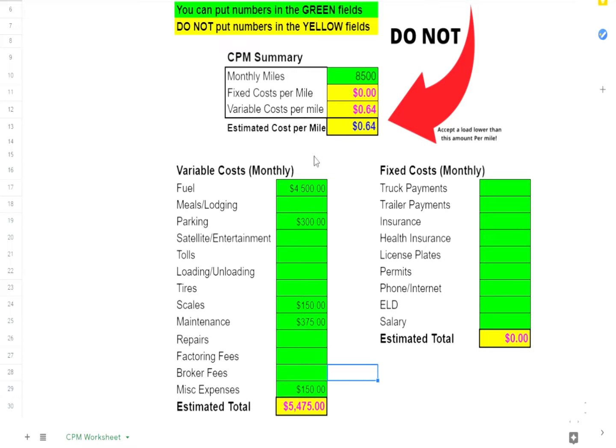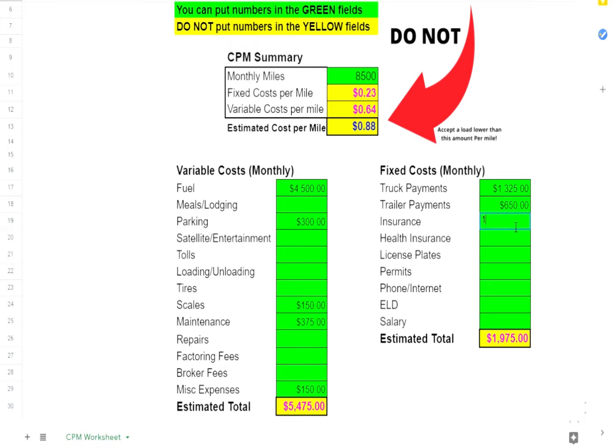Now we've gone through here and we have our total variable costs, okay, and it translates up here to 64 cents a mile. All right. So whenever we run our truck, it's costing us 64 cents a mile in variable costs. So let's go over to our fixed costs, and the first thing is our truck payment. Truck payment, $13.25. I'm just going to put in my numbers here because I remember them. Trailer payments, let's put in $6.50.